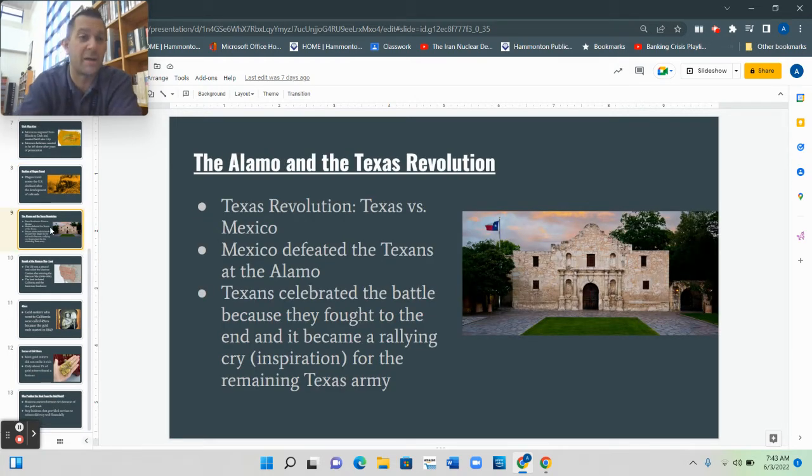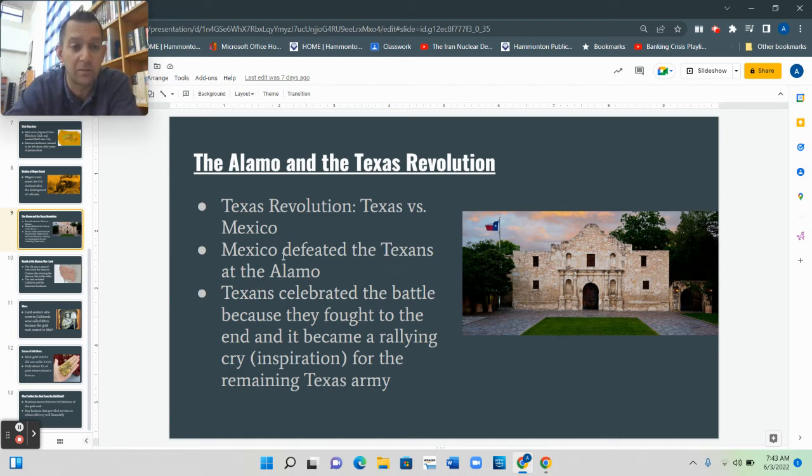All right, our next question is about Texas history, and it's about a battle called the Battle of the Alamo. This is a picture of the Alamo in San Antonio. The war being fought at the time was called the Texas Revolution. Make sure you know that the Texas Revolution was Texas versus Mexico. And on your final exam, you're going to have to explain why the Alamo is significant in Texas history.